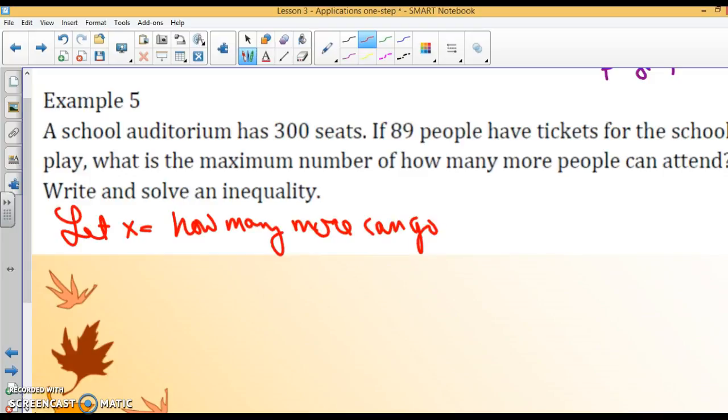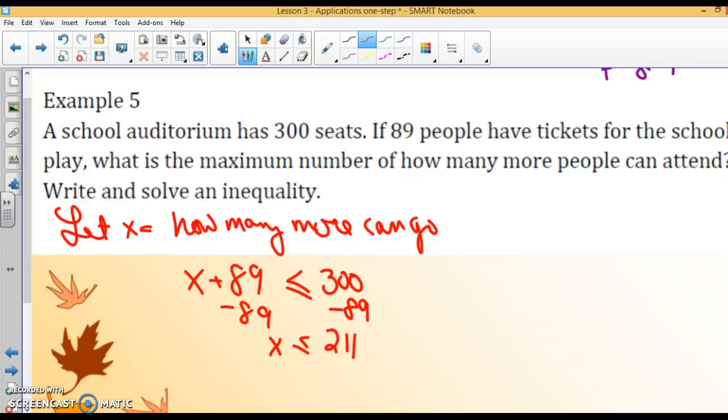So let's think about this. We already sold 89 tickets, and x is how many more can go. So we want x plus 89 to be, we only have 300 seats in the auditorium. So doesn't that mean that has to be less than or equal to 300? So if I solve this, I subtract 89 from both sides, and I have x is less than or equal to 211. So our answer is at most 211 more people.